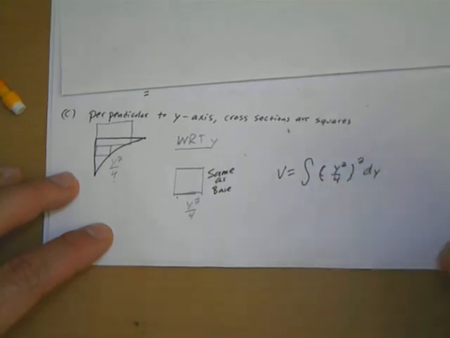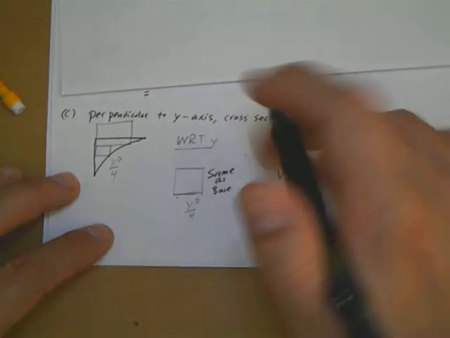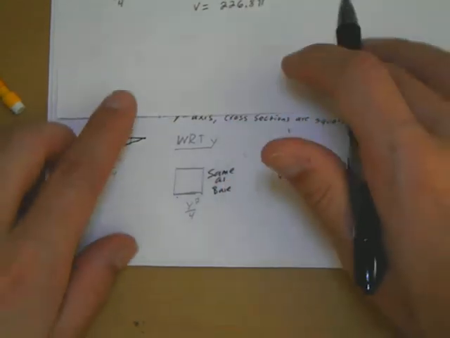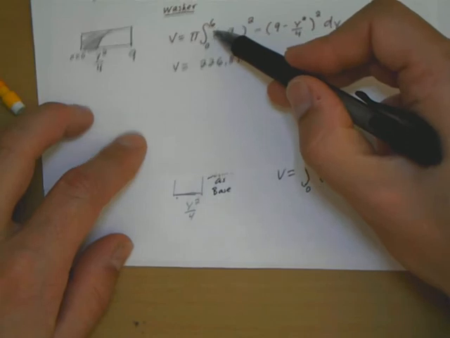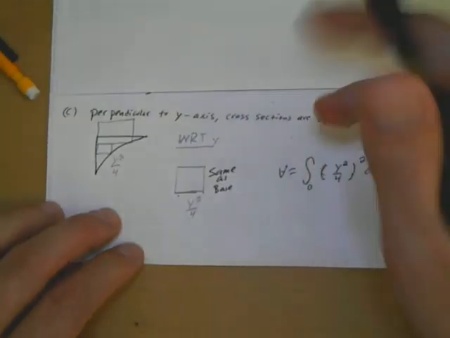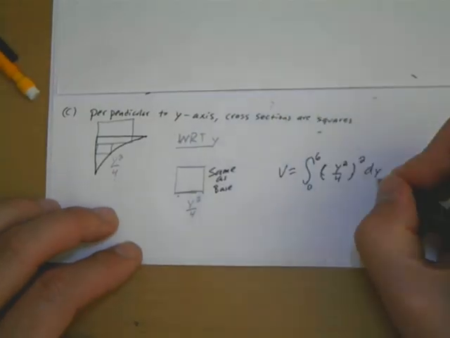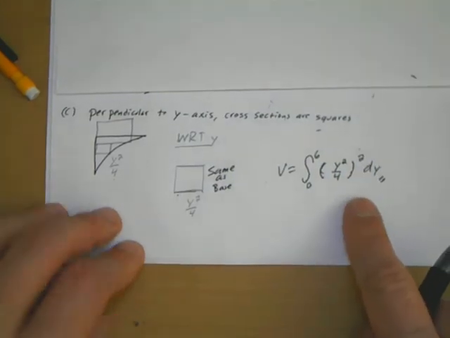With respect to y, lower limit again is going to be 0. Upper limit, the same as part B, because it's with respect to y. Upper limit is going to be 6. And I think it was just asking for the setup, so this is what the integral would be set up with.